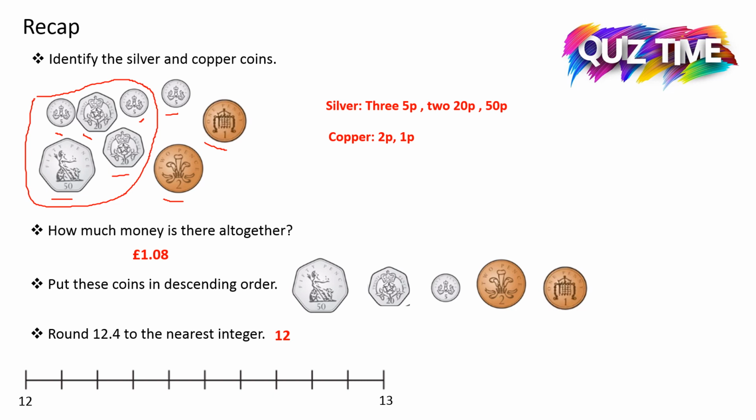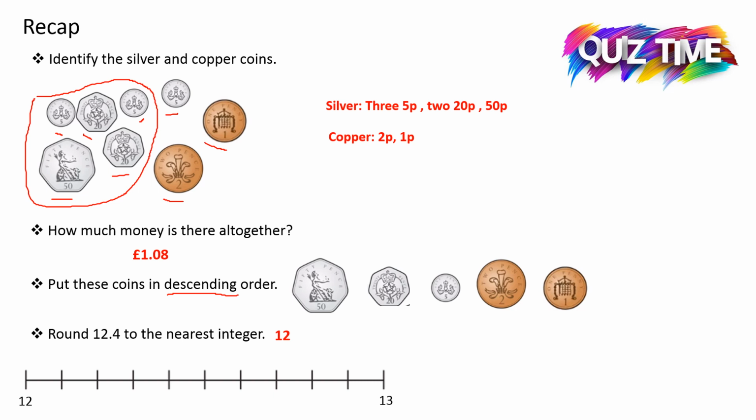And these coins in descending order. Do you remember what descending order meant? Ordering numbers from the greatest to the smallest. So we have the 50 pence, 20 pence, 5 pence, 2 pence, and 1 pence. Well done if you got that correct.